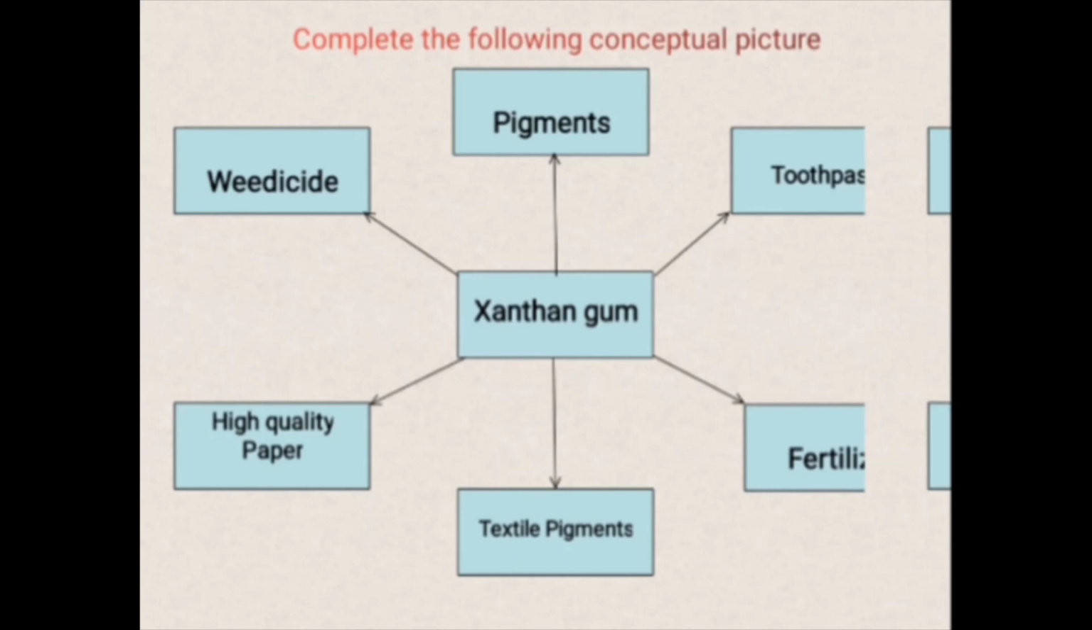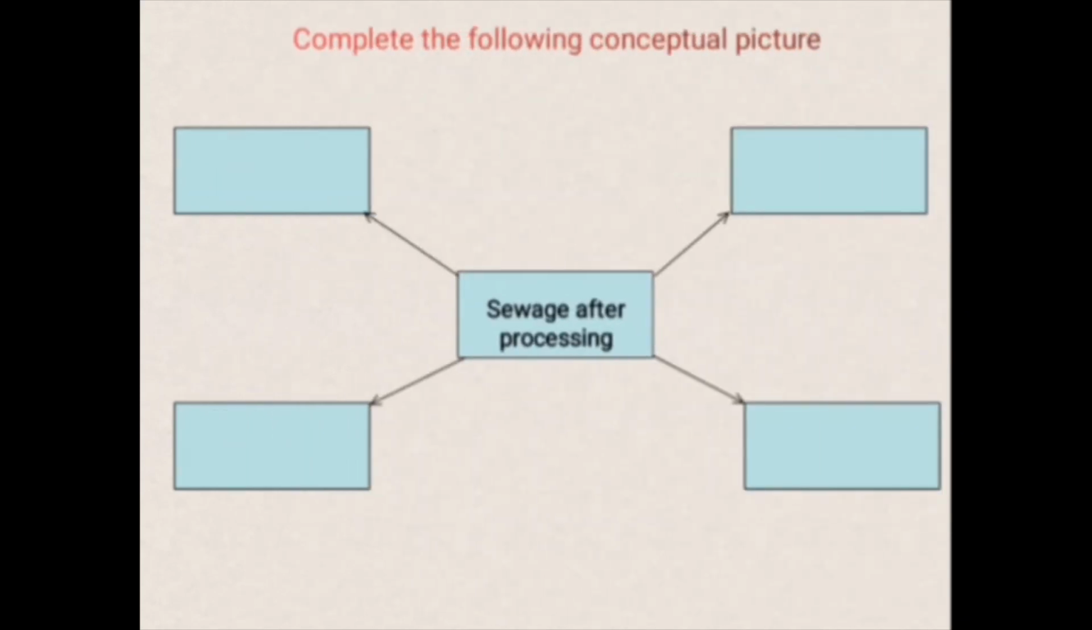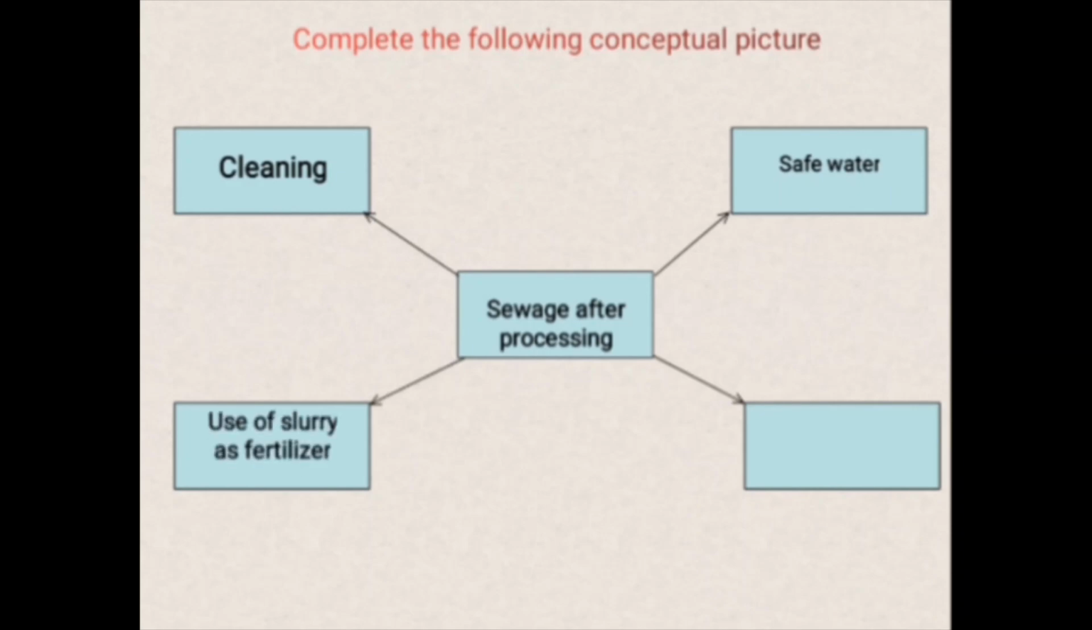Next question. Complete the following conceptual picture. Where do we use the sewage after processing? Answer is cleaning, safe water, use of slurry as fertilizer, use in biogas plant.